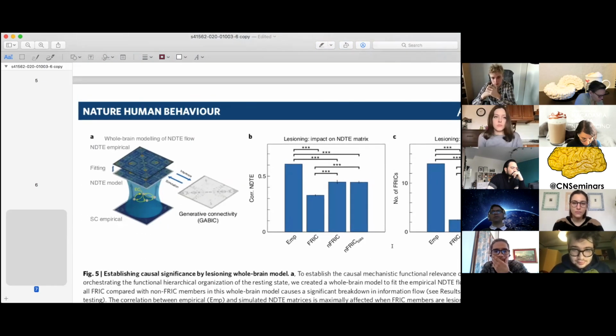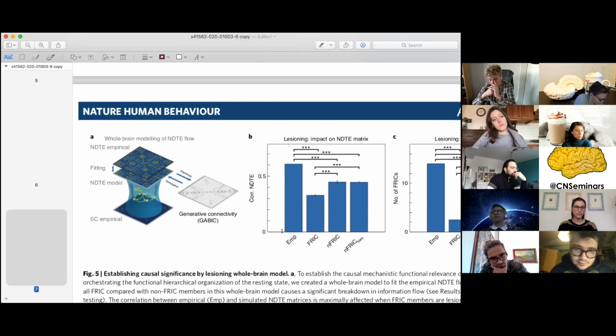Last but not least, once they established a model and the matrix, they've been able to compute predictions of what would happen if you were to have a lesion inside or outside the FRIC. This is a virtual model of the functioning of the brain, and on empirical measures compared to the model it correlated at 0.6. And when they start doing a lesion inside the FRIC, you see that the correlation drops and the overall functioning of the brain seems to be impaired.